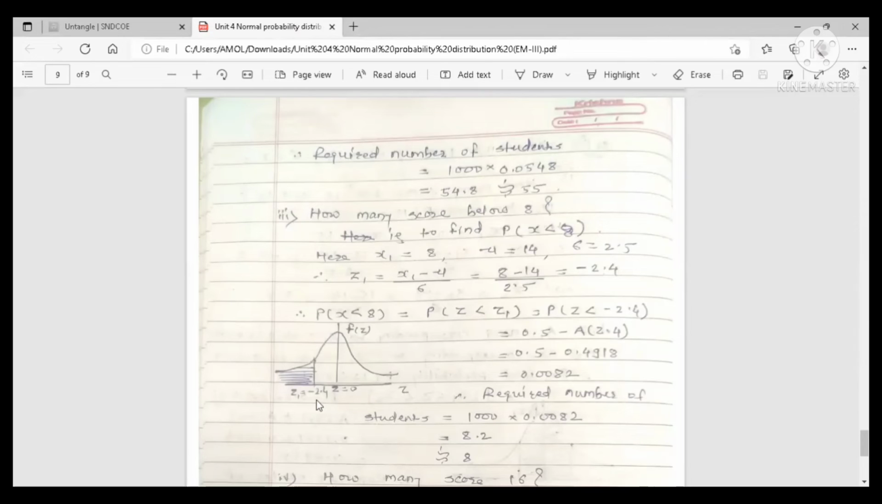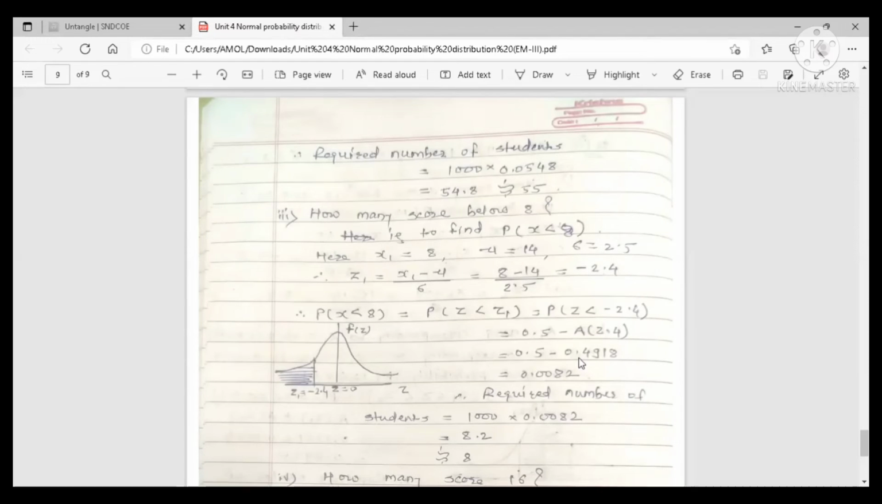You subtract the area of z1, meaning this blank portion on the RHS side, from this complete 0.5, and we get the area of the shaded portion, because the area is nothing but the probability of the required region. So it is equal to 0.5 minus the area of 2.4. Actually the value of z1 is minus 2.4, but when we find the area we take it as positive 2.4. The area of 2.4 from the probability distribution table is 0.4918.